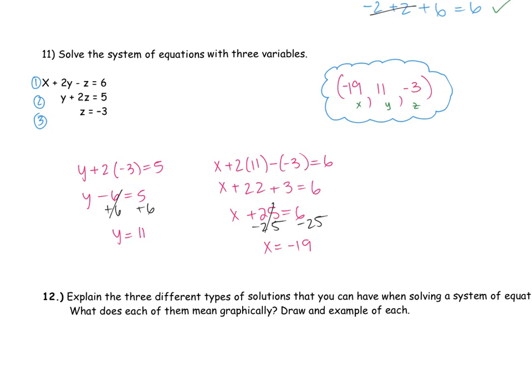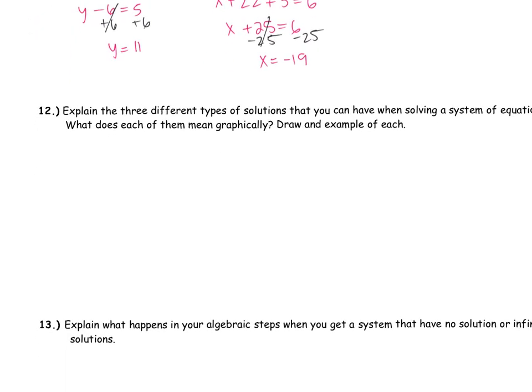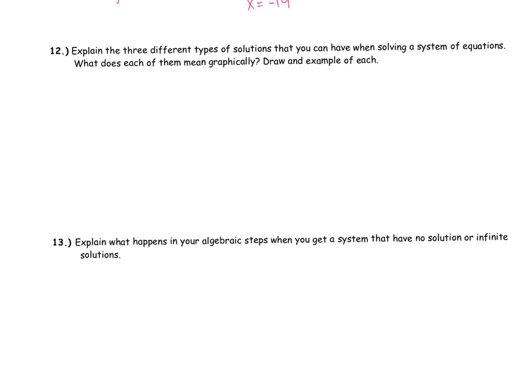And that's it. All right, so let's get to the big picture here of this chapter. Like I said before, there are 3 different types of solutions that we have been solving for systems of equations. And it says here, what does each of them mean graphically? Draw an example of each. So first off, let's label all 3. There's the one solution, the no solution, and the infinite solution, or infinitely many solutions.